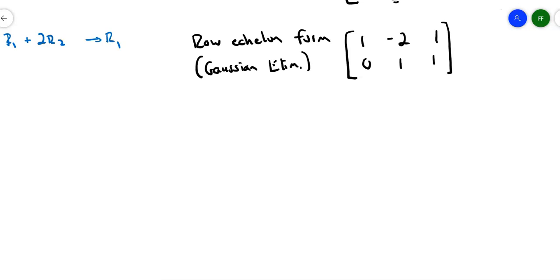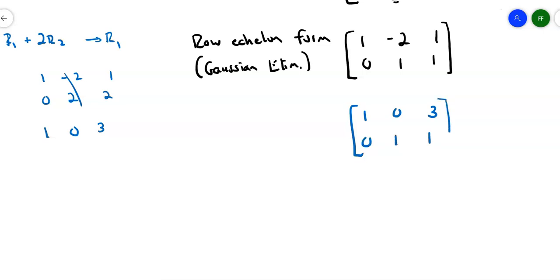All right, so row 1 is 1, -2, 1. Double row 2, and I get 0, 2, 2. Okay, that becomes a 0, and I get 1, 0, 3 when I add them together. So now my first row is 1, 0, 3. My second row remains unchanged at 0, 1, 1. All right. This in here is called reduced row echelon form.